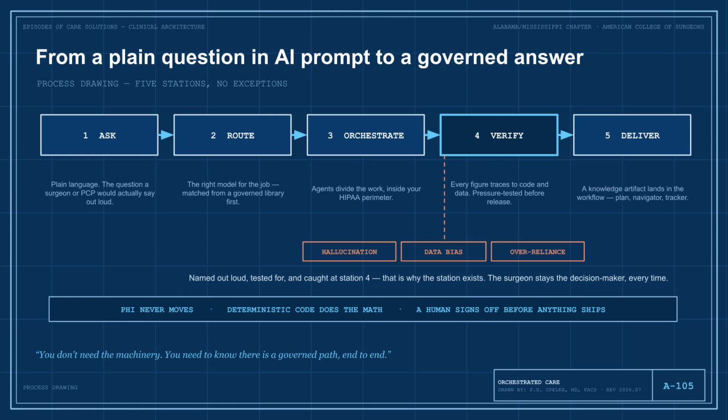Our process follows 5 governed AI agents in their stations: ask, route, orchestrate, verify, and deliver. We account for hazards like hallucination and bias by making verification a mandatory station. Deterministic code handles the math, PHI never moves, and a human always signs off before anything is delivered. This is the governed path from start to finish.